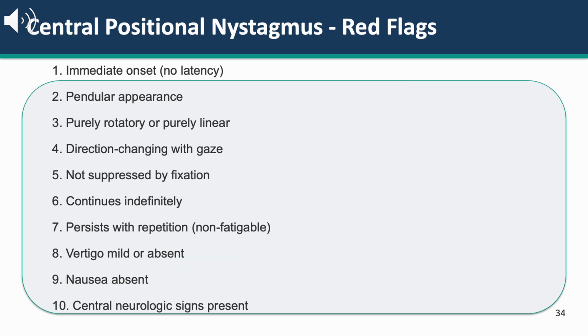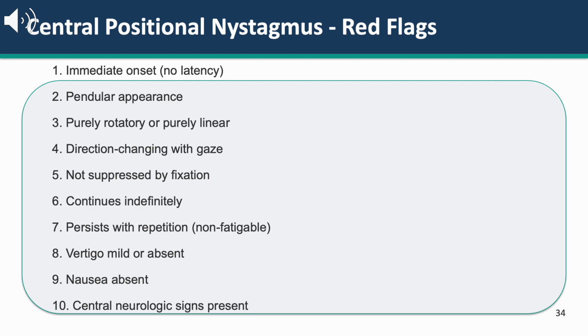There are 10 red flags that suggest a central cause for positional or positioning nystagmus. First, the nystagmus begins immediately on assuming the offending head position with no latency. Second, the nystagmus has a pendular appearance. Third, it is purely rotatory or purely linear. Fourth, it changes direction with gaze in different directions. Fifth, it is not suppressed with fixation. Sixth, it continues indefinitely with maintenance of the offending head position. Seventh, it persists with repetition of the offending head positioning and does not fatigue.